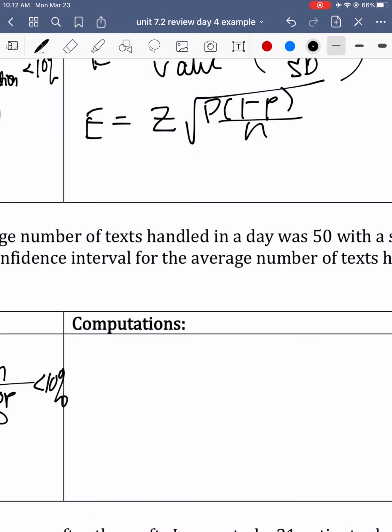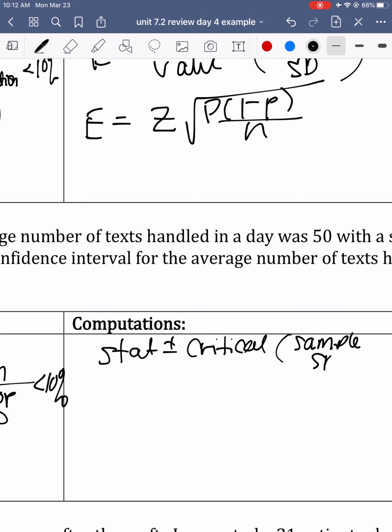So my computations over here, we know that the confidence interval formula is our statistic plus or minus our critical value times our sample standard deviation. So I know my statistic is my x bar here, plus or minus, and then my critical value could be a z or it could be a t. So I need to figure out which one it's going to be. So I want you to pause the video and think about, how do we know when we use a z? How do we know when to use a t?